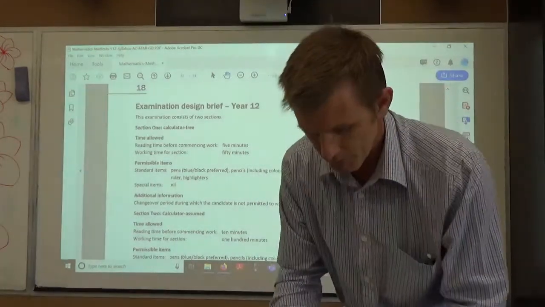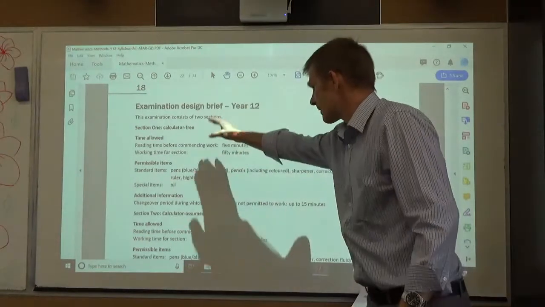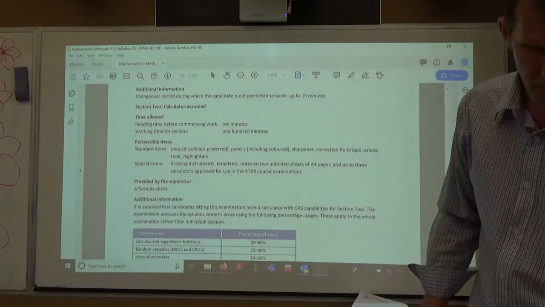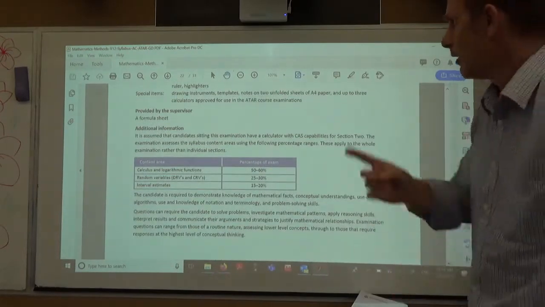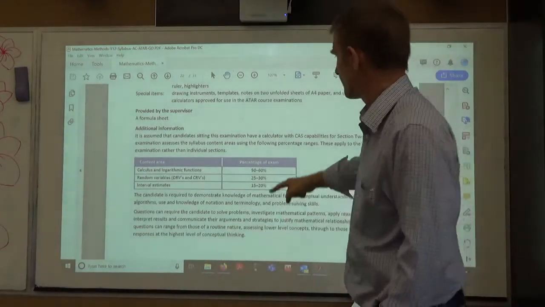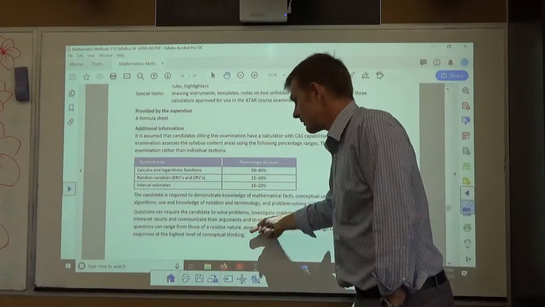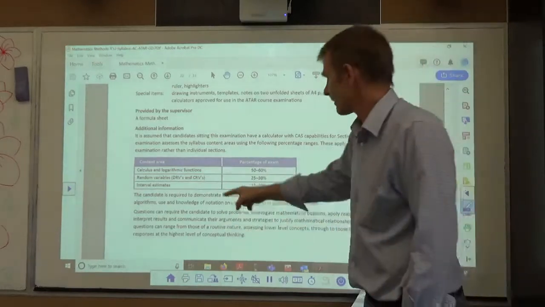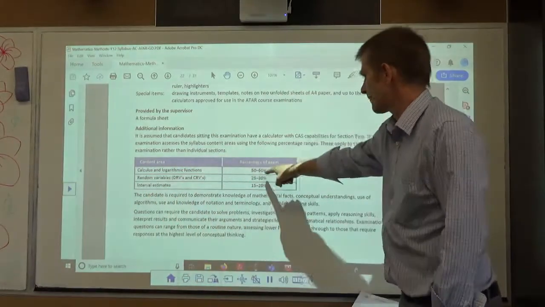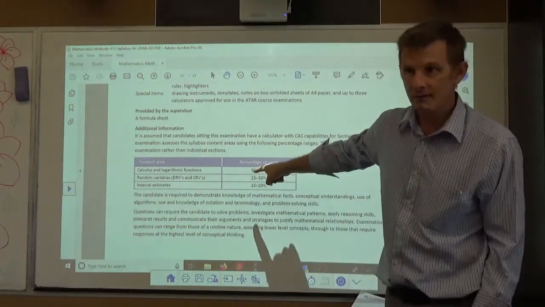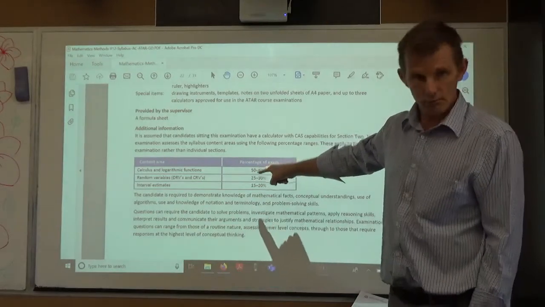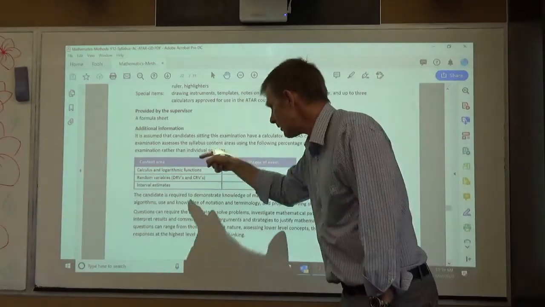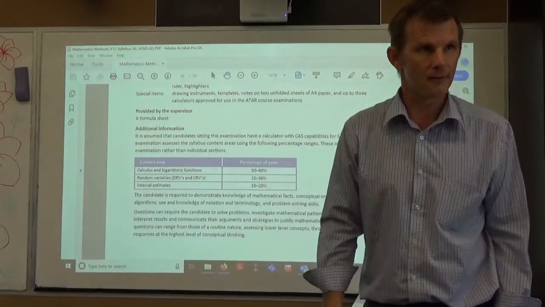Okay? So, here, what does it say? It tells us about the time and what's allowed for each exam. It tells us about the sections of the exam. Now, when I was doing this with my spec class just before, the spec percentages of the exam are all about the same, 10, 15, 20%. But look at this, calculus and logarithmic function is more than half the exam. So more than half of your work and study and revision should be around calculus and logarithmic function.